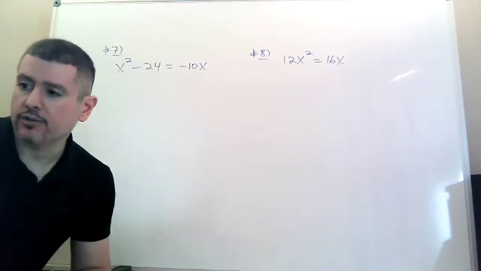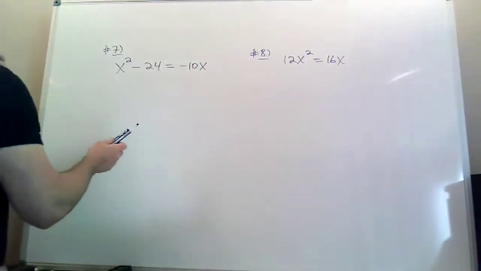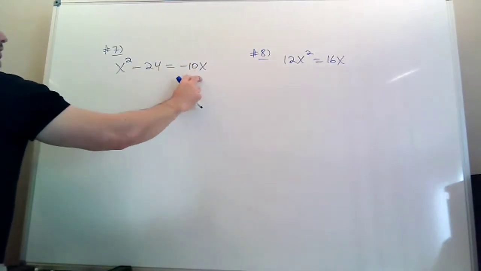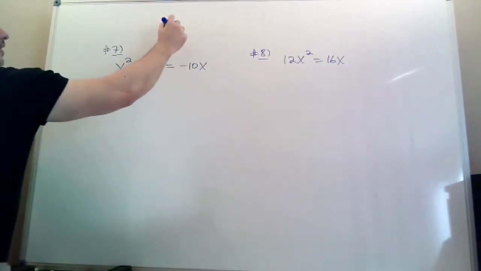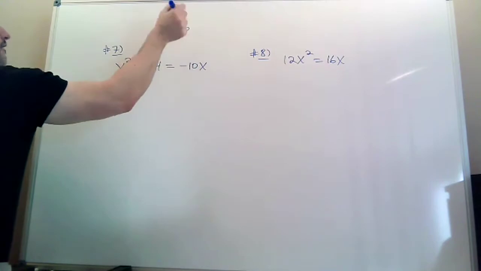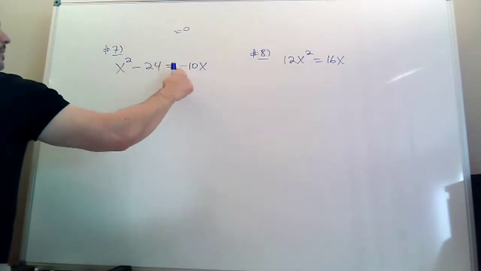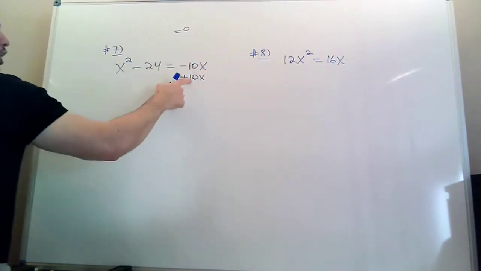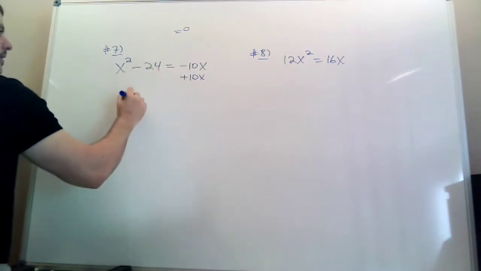All right, so the 2 solved by factoring ones. There's 3 of them, but these are the 2 I'm doing. This is not equal to 0, right? The goal is set it equal to 0, factor it. So this has to be gone. So I have to do the opposite of it, which is plus 10. You don't put this here.